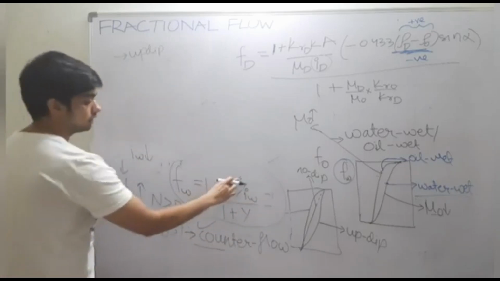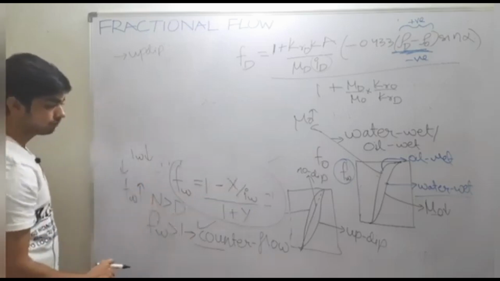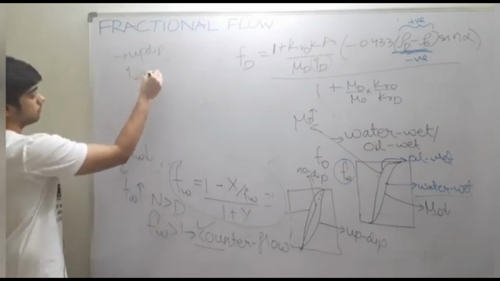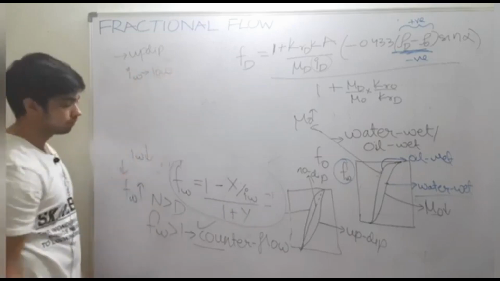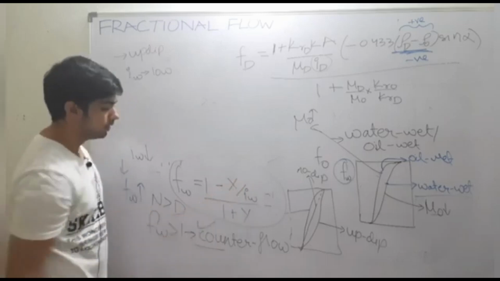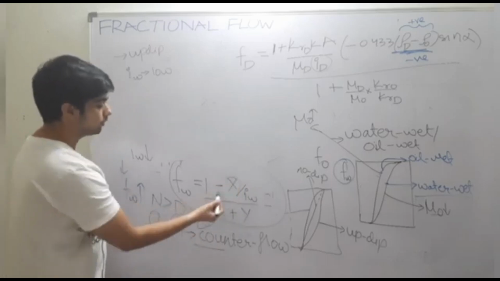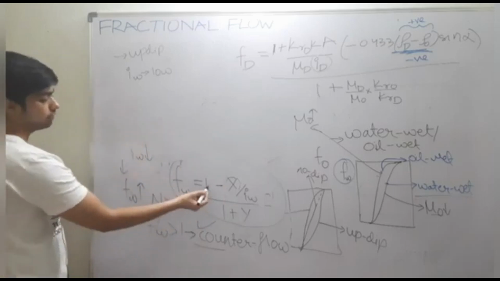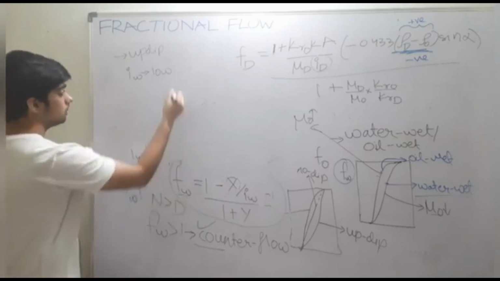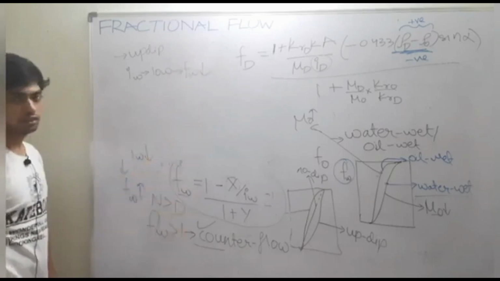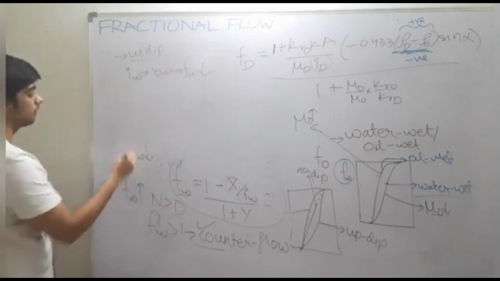Now in this case, you can see the reverse. If Iw is low, if its value is small, then the numerator will become large and it will take out a large value from this one. So effectively your numerator will reduce, and if your numerator is getting reduced, then the fractional flow of water will get reduced. So this is what we will desire in case of up dip flow, up dip injection.